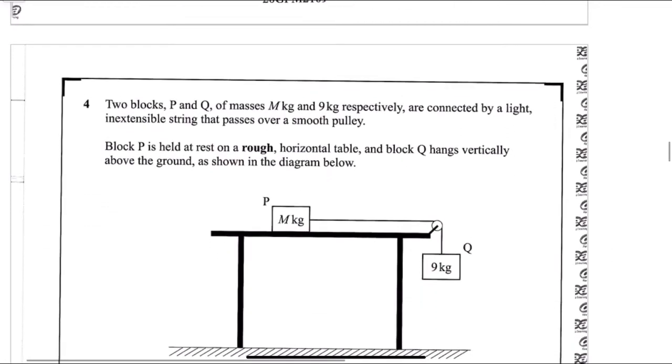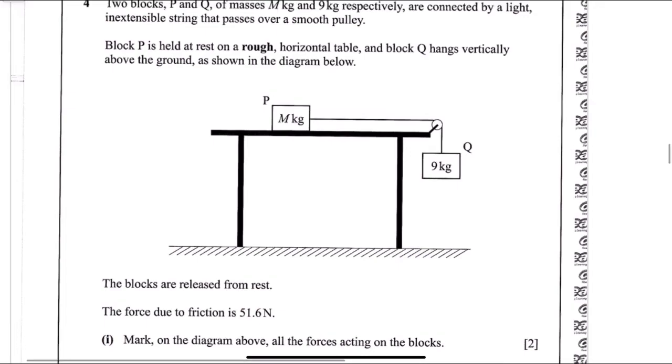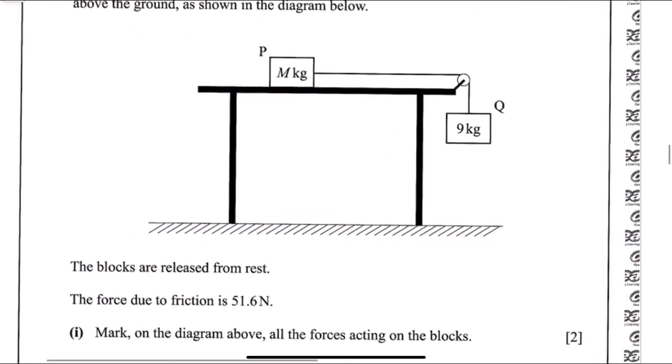Okay, question 4 says, 2 blocks P and Q of masses m kilograms and 9 kilograms respectively are connected by a light inextensible string passing over a smooth pulley. Block P is held at rest on a rough horizontal table, and block Q hangs vertically above the ground as shown in the diagram. The blocks are released from rest, and the force due to friction is 51.6. It says mark on the diagram above all the forces acting on a block.